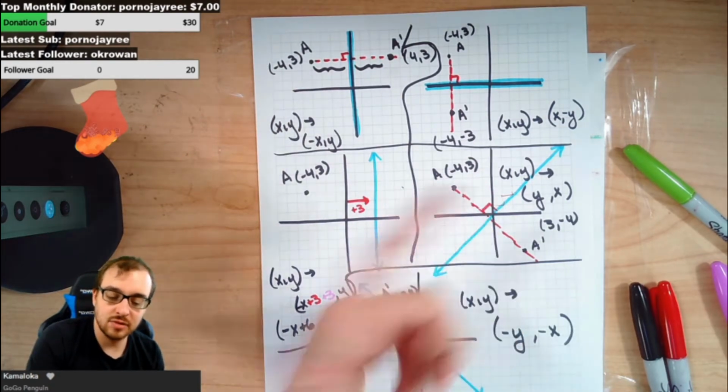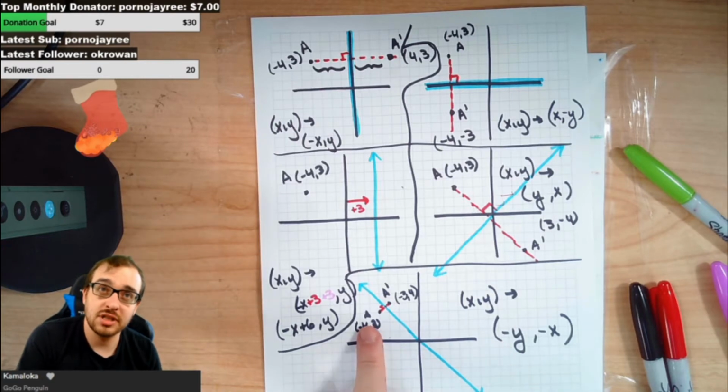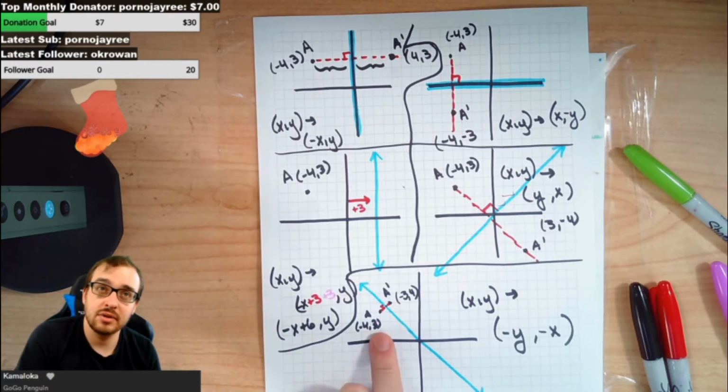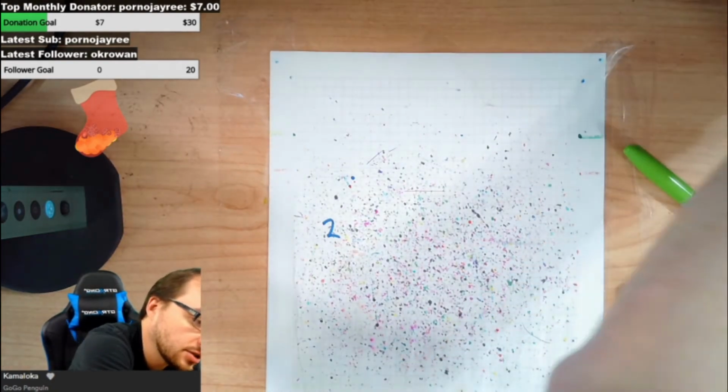And then here it's just a matter of switching x and y. And here it's the same thing, except we're negating both, right? Both signs changed. -4 became +4, 3 became -3. Okay. Those are basic reflections.